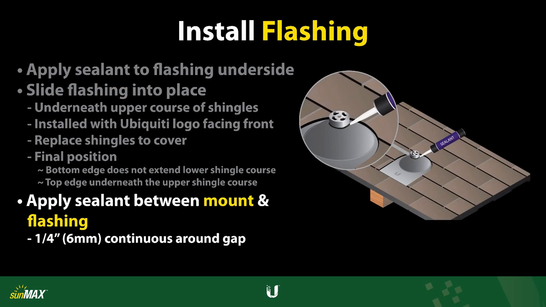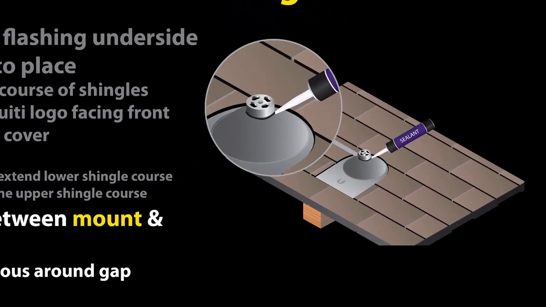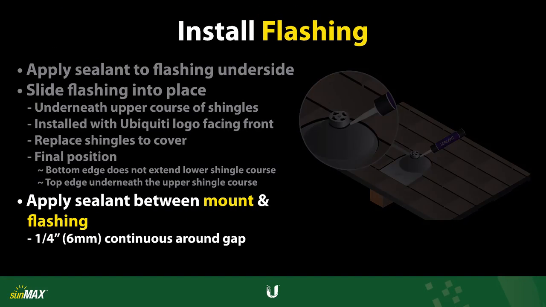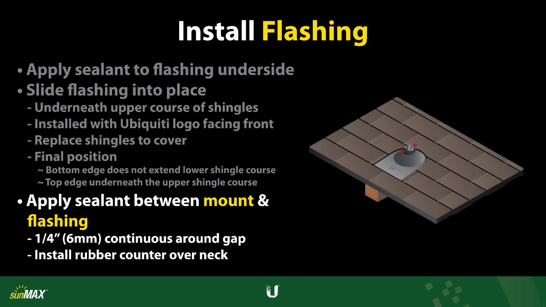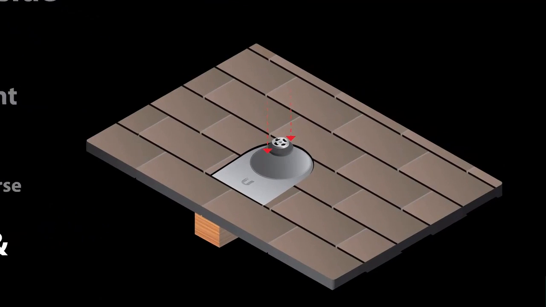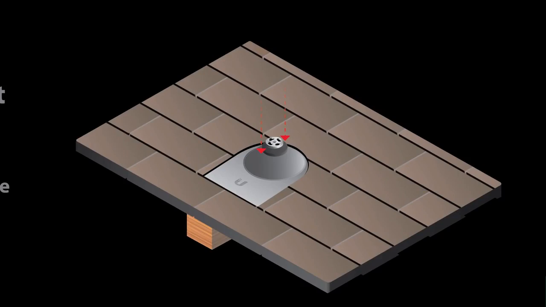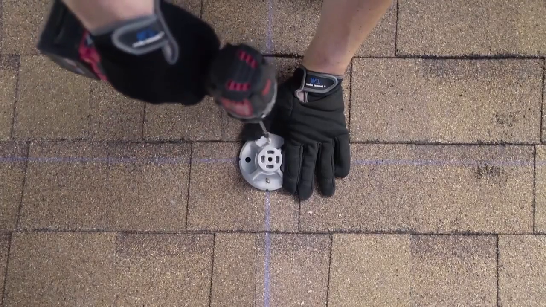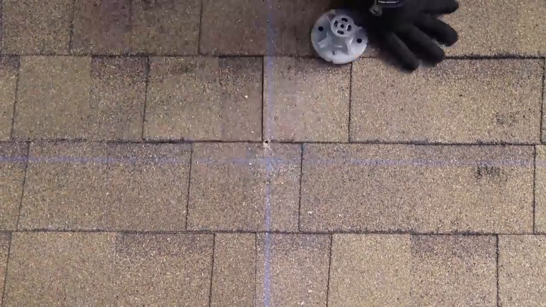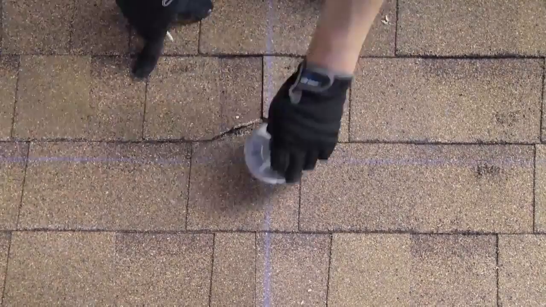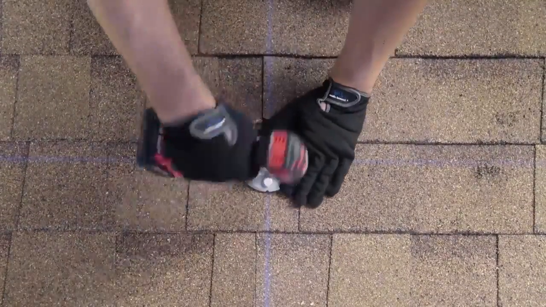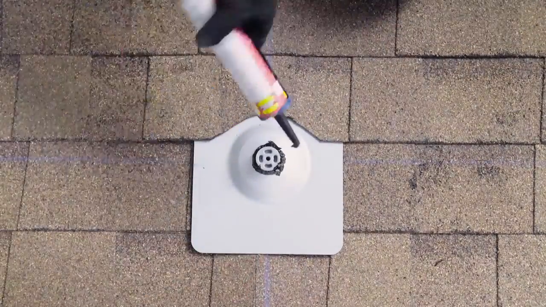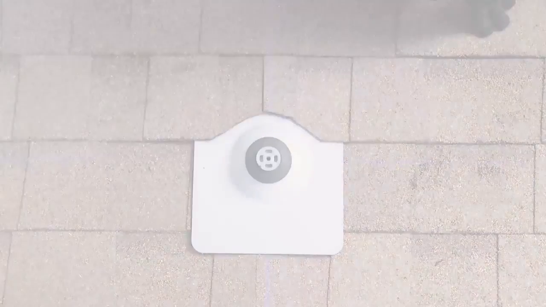Apply a minimum of 1/4 inch or 6 millimeters continuous roof caulking around the gap between the flashing and roof mount. Finally, install the rubber counter flashing over the neck of the roof mount until it is fully seated onto the flashing. To review, the purpose of flashing is to ensure that roof penetrations are fully weatherproofed. Roof shingles first need to be cut to allow proper installation of mounts and flashing materials. Use caution when penetrating the customer rooftop, applying roofing sealant to cover any gaps in the mount and flashing system.